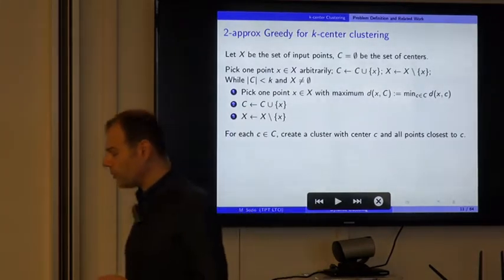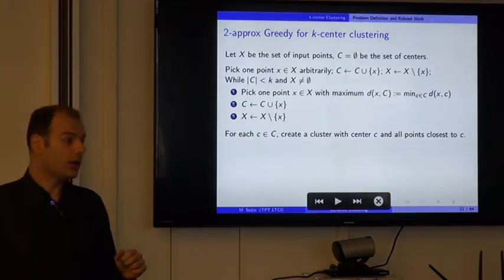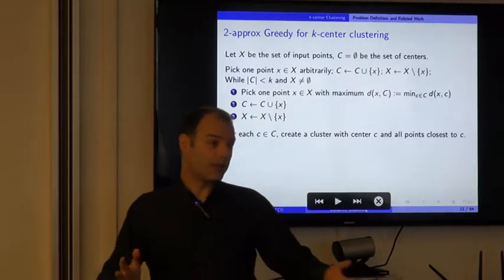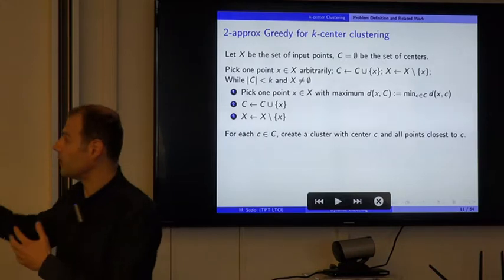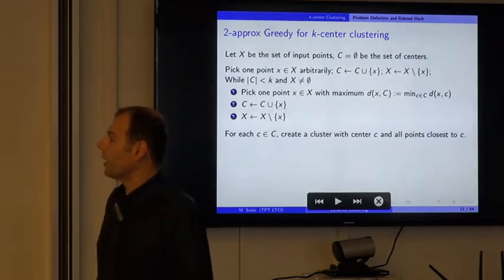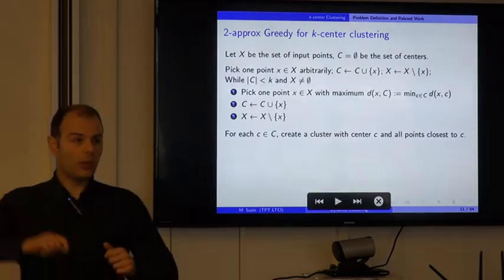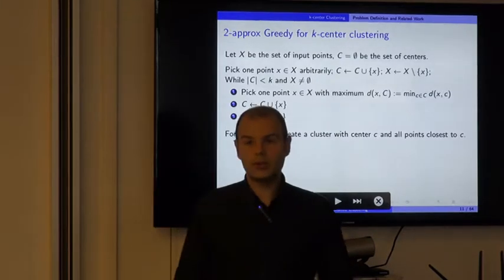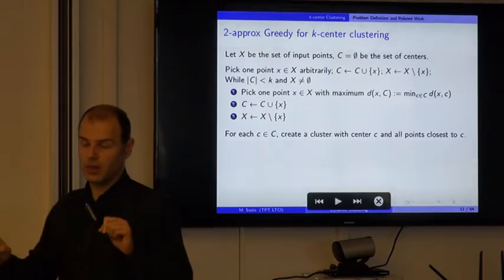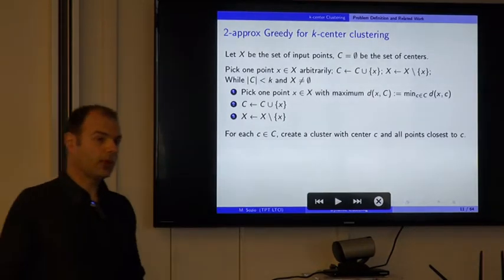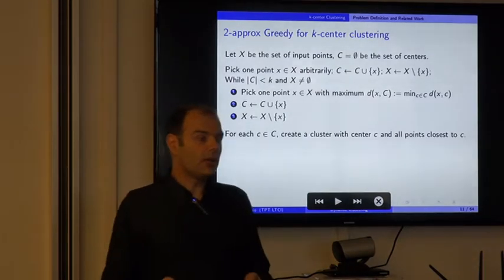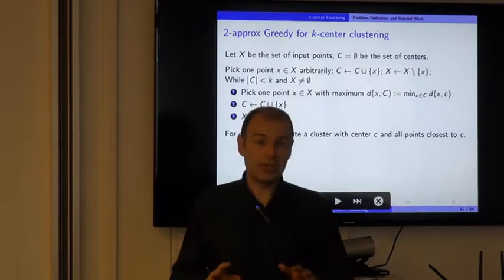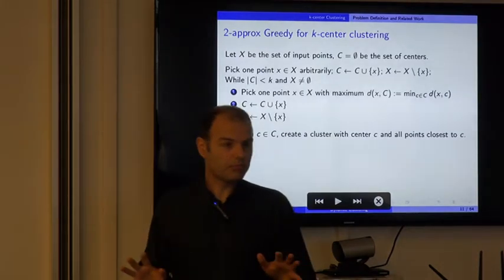And then the next point we're going to pick is the one that is furthest away from the point we selected. Okay, so there are different variants of this algorithm, right? So let's focus on this one here. We pick one point, we pick the one that is furthest away, then we pick the third one, which is furthest away, and so on, until we have selected exactly k points, okay? And now we build the clusters by assigning each point to the closest center. So it's a very simple algorithm, okay?